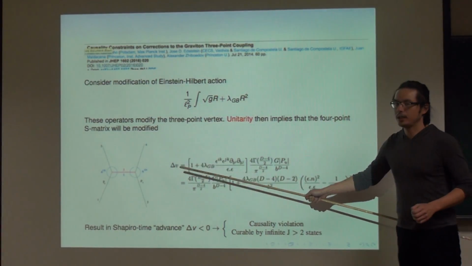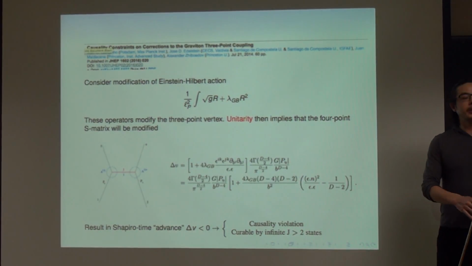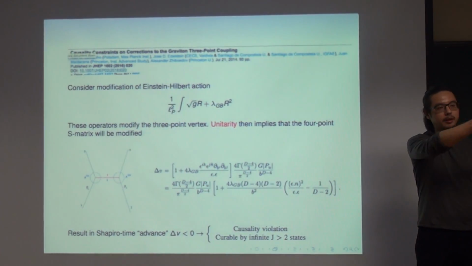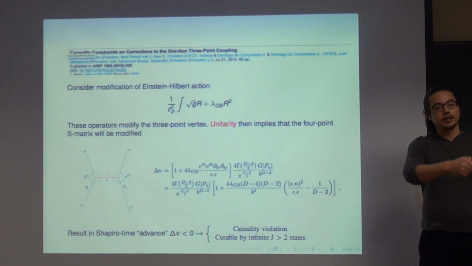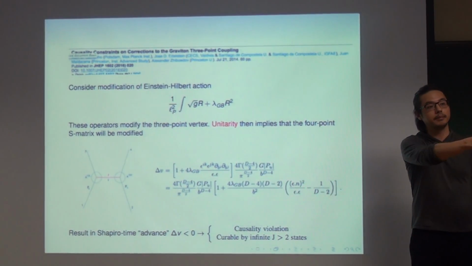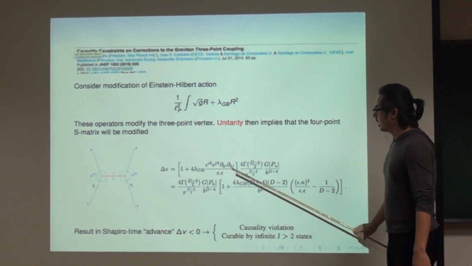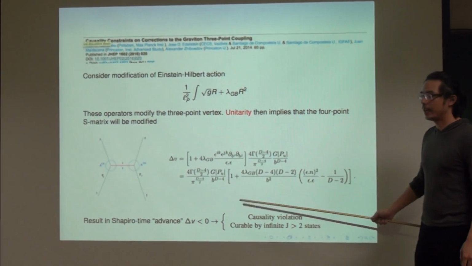Now, what is this delta V? This is the time delay. Remember, when we're talking about a gravitational object, when the light is passing through the gravitational object, it's going to be bent. So that means there's a certain time delay from this bending. And the classical Einstein-Hilbert is just this term, and the time delay is positive.